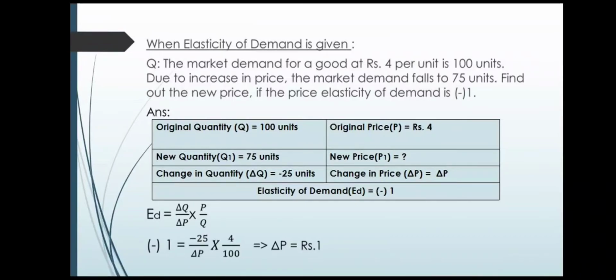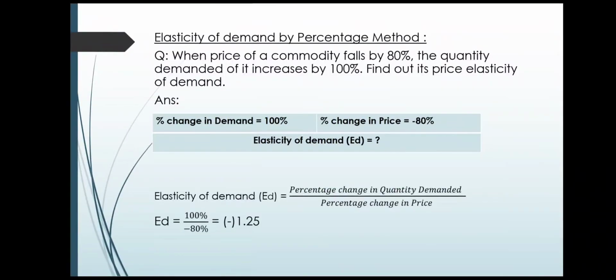Moving on to the next question. Elasticity of demand by percentage change method. When price of a commodity falls by 80%, the quantity demanded of it increases by 100%. Find out its price elasticity of demand.